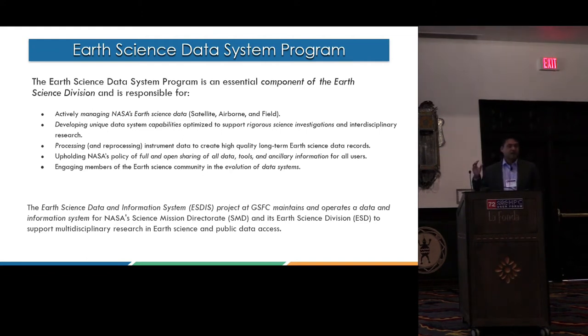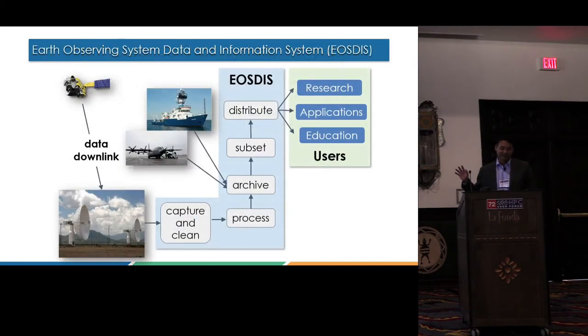The project is managed out of Goddard. The project called ESDIS, and the system is called EOSDIS. So sometimes you get really confused by the acronyms. So at a really high level view, this is kind of what the system does. You get data from different assets, from satellites. Once they reach the ground station, it's captured, cleaned. It goes through this science processing, where the actual instrument measurements are converted into science parameters using science algorithms led by science teams. Then it goes to archives for distribution to different end users.